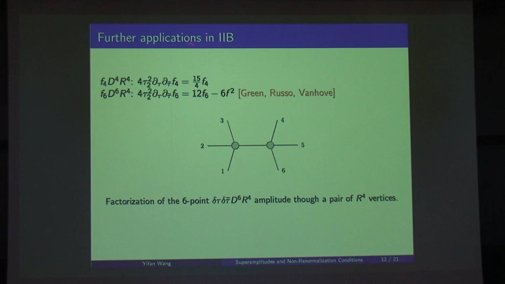Of course, you can play the same game for the other higher derivative couplings, such as D^4 R^4 and D^6 R^4. D^4 R^4 is very similar to R^4, and you arrive at a similar differential equation. For D^6 R^4, there's one novelty: a new factorization channel shows up. Because the derivative level here is 6 plus 8, that's 14, this allows you to factorize the 6-point amplitude involving tau bar and 4 gravitons into 2 R^4 super vertices. It's 8 plus 8 minus 2, that's 14. So that's why you have this extra term, f squared, and this coefficient can again be fixed by some input from string theory.